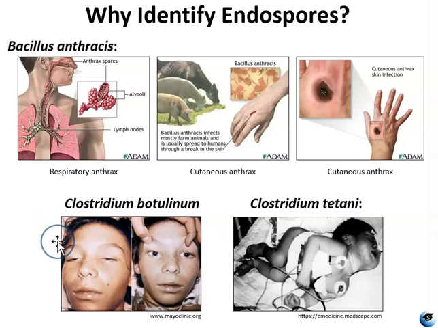Also, you have Clostridium botulinum. It produces botulism, and Clostridium tetani, which causes tetanus. Another endospore-forming Clostridium is Clostridium difficile. It is a particularly important species because it's responsible for a hospital-acquired infection known as C. diff. It's notoriously antibiotic resistant, very difficult to treat.